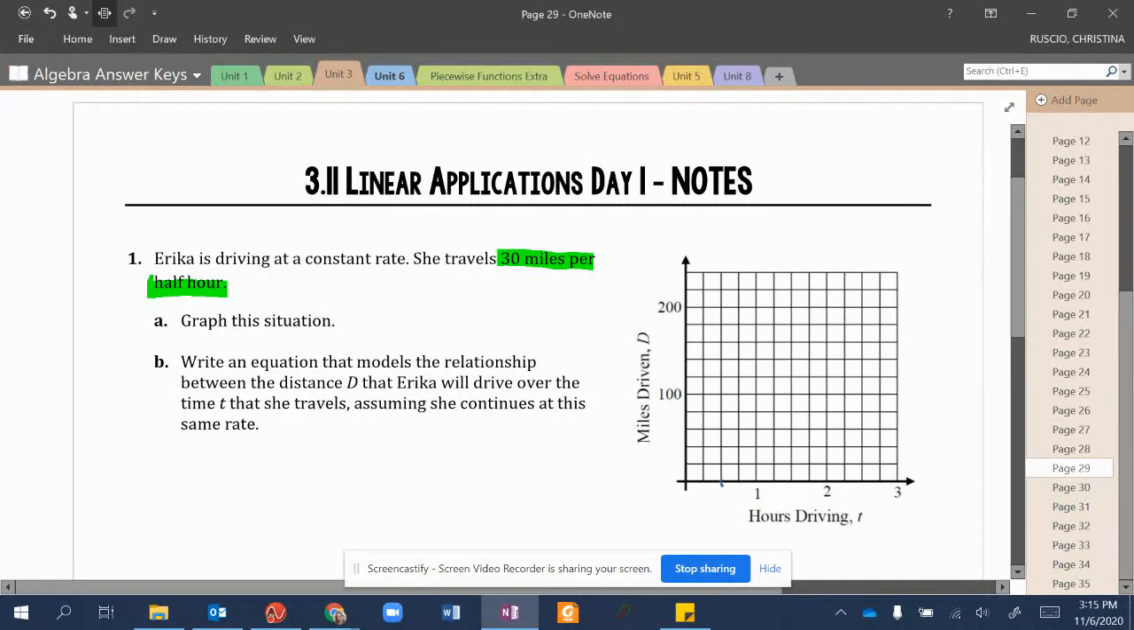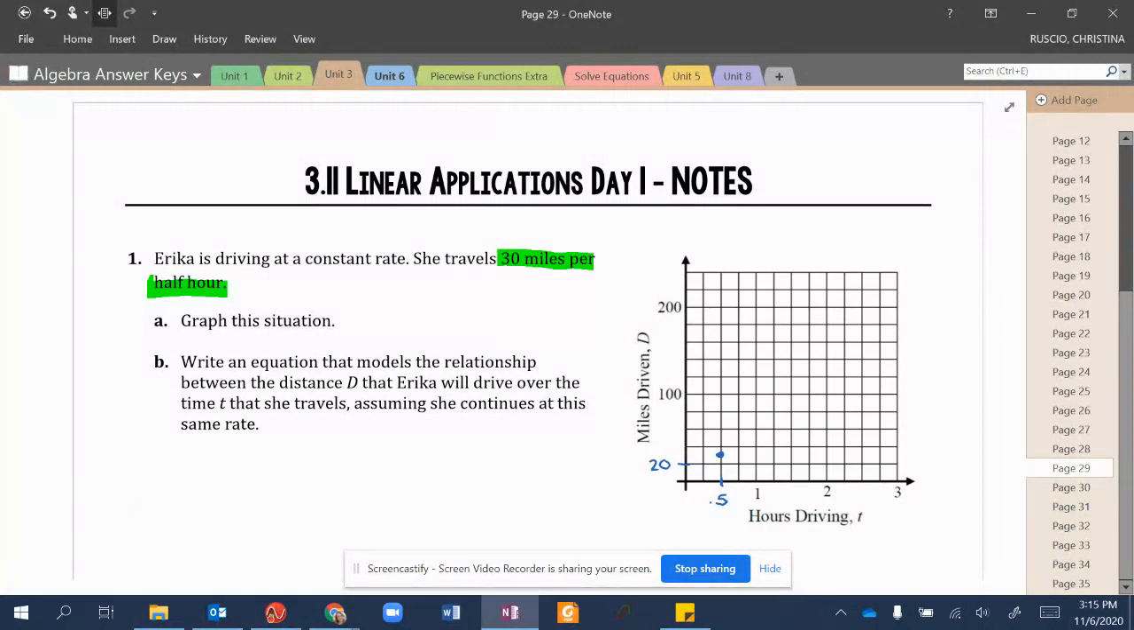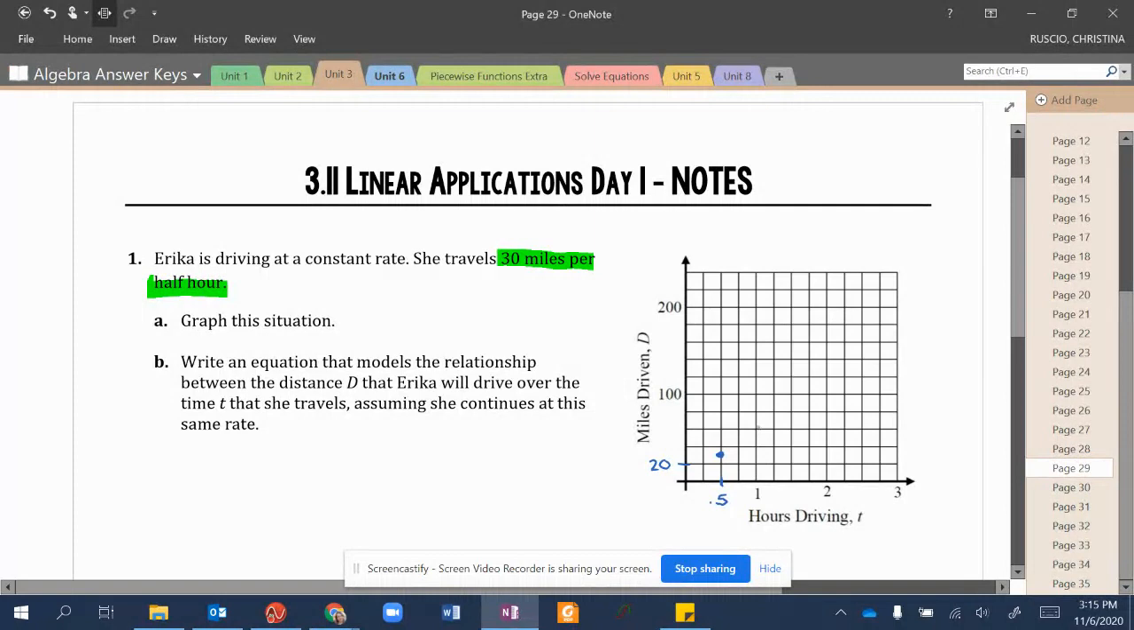So if we look at our scale, that's a half hour. And our scale here on the y-axis is going up by 20s. So when we look at 30 miles per half hour, that point is going to fall right there. Another way that you could think about it is if it's 30 miles per half hour, that would mean for 1 hour, it would be 60 minutes or 60 miles. So 1 hour would be 60. We can keep with this pattern.